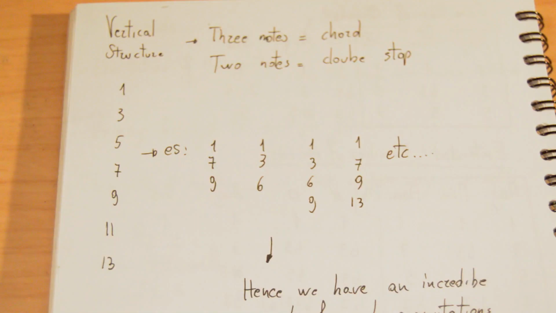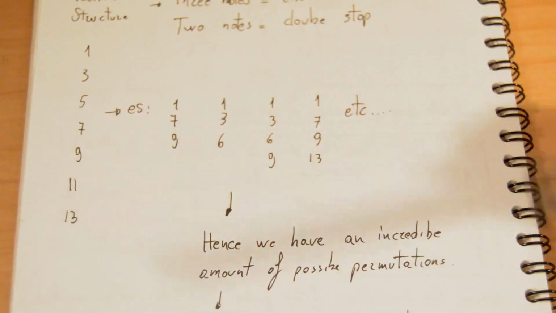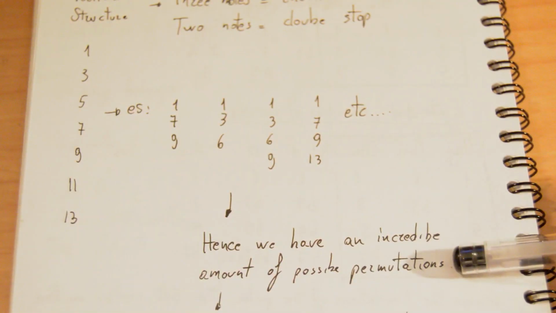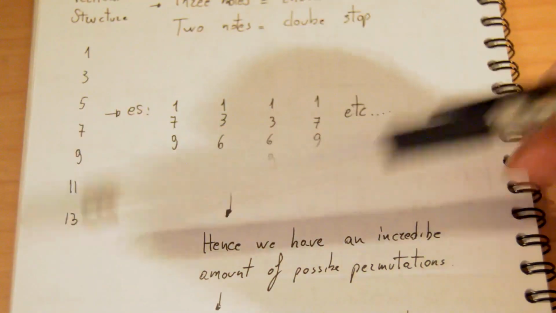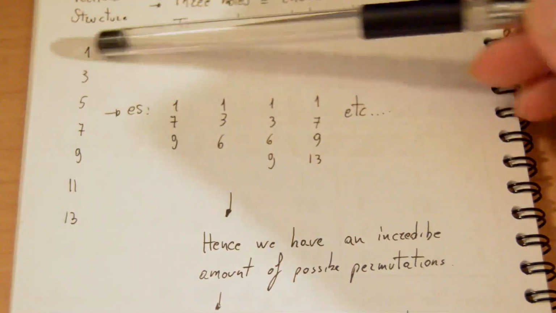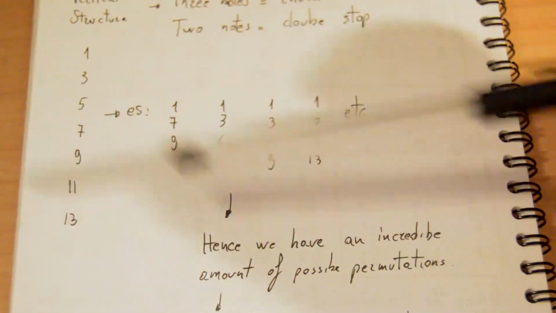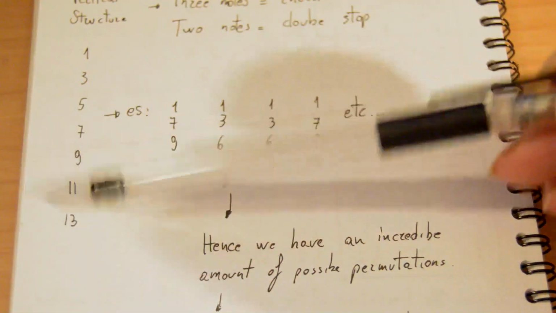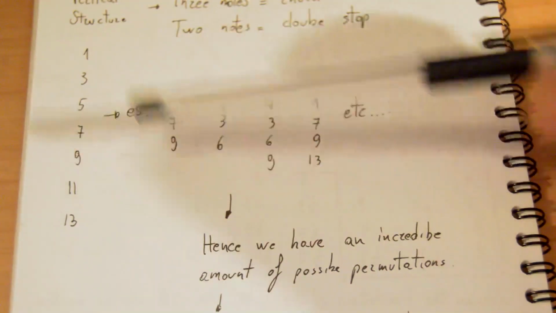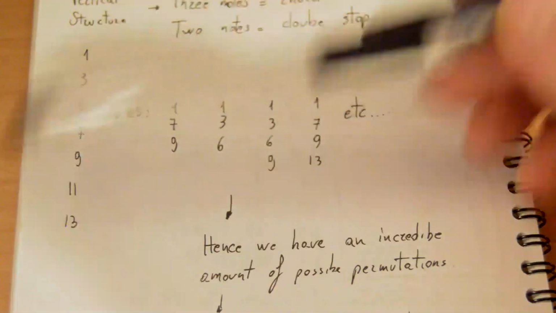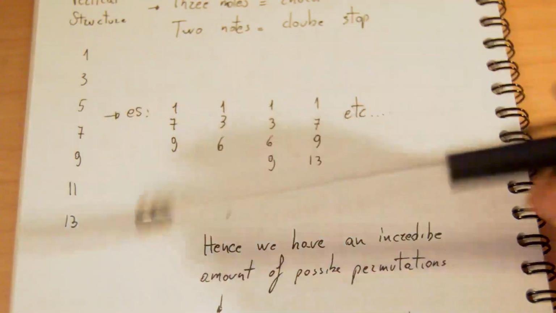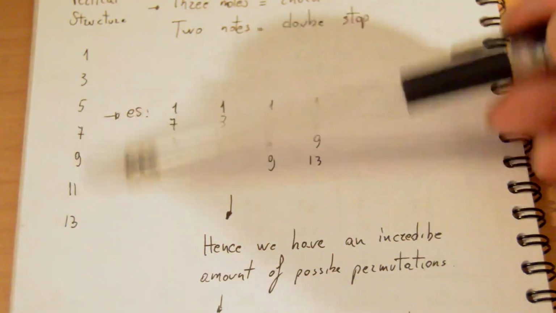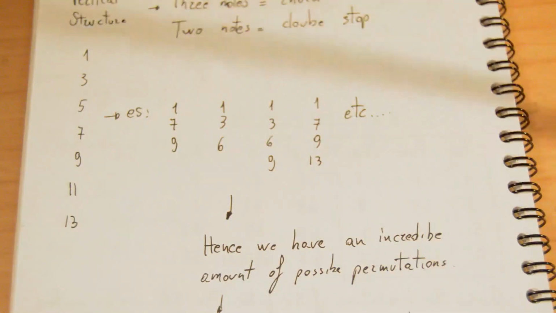Which means that on the guitar we have an incredible amount of possible permutations. Think about it: we have 7 notes, and if we are picking 3, so 1, 3, 5, then 3, 5, 7, 5, 7, 9, 7, 9, 11, 9, 11, 13, 1, 3, 7, 1, 3, 9. It's a bit like a PIN number. We can create so many combinations, and all those are chords that would apply to that particular scale, so it's a major sound.